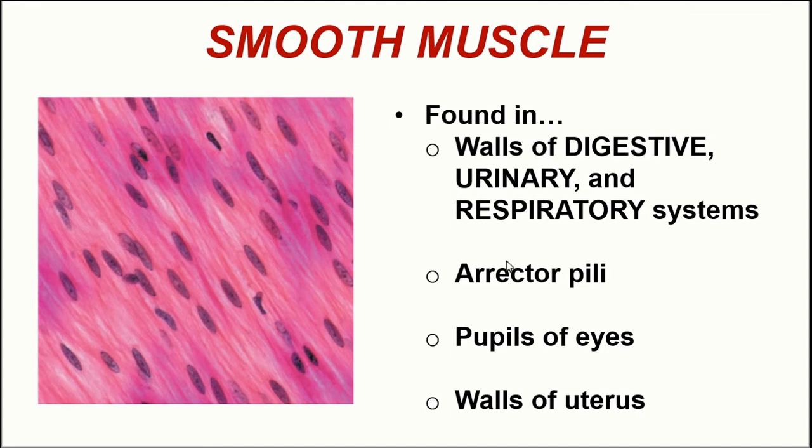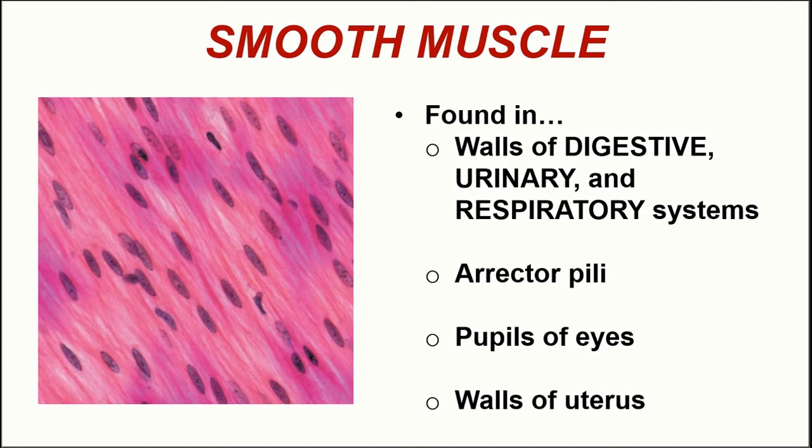We also find smooth muscle in the erector pili muscles, which are the small muscles in your skin that attach to body hairs. And these muscles make the hair stand on end when we are cold or when we are frightened. It's also found in the pupils of our eyes. This helps to change the diameter of the opening in the center of the eye called the iris.